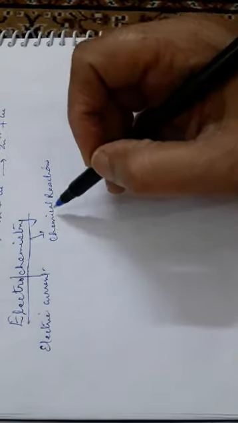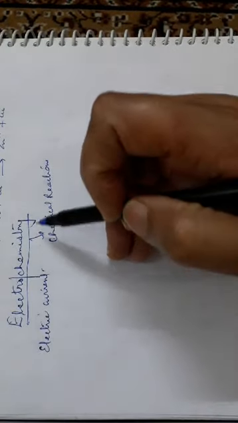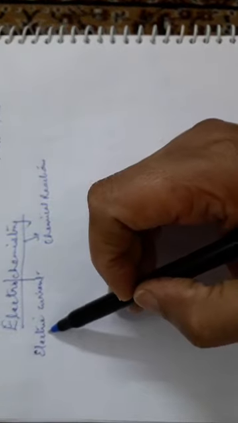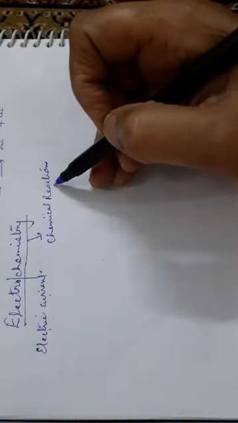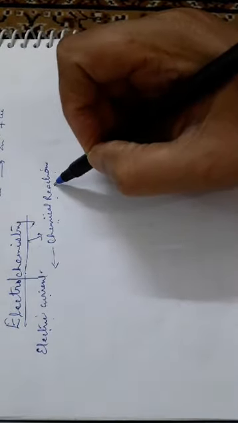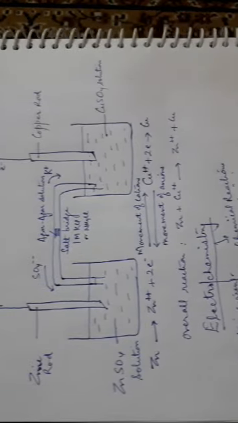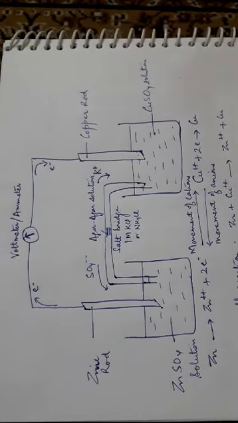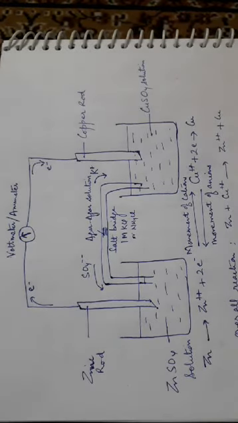In this chapter, mainly we will study how we can get a chemical reaction by making use of electric current, and how we can get electrical output from a redox chemical reaction, a chemical reaction which is redox in nature. The first topic that we have to study in this is the electrochemical cell. Here is the galvanic cell.